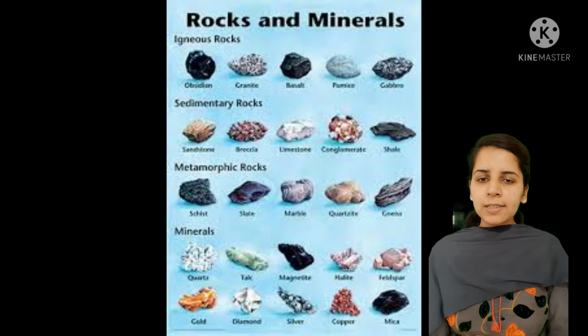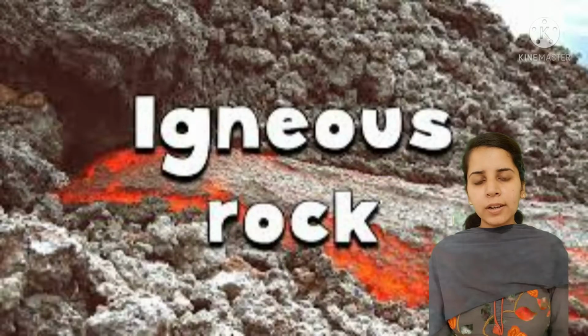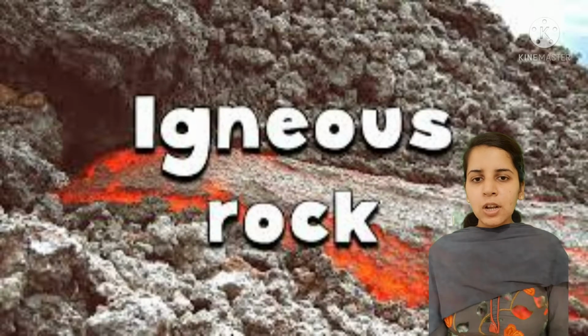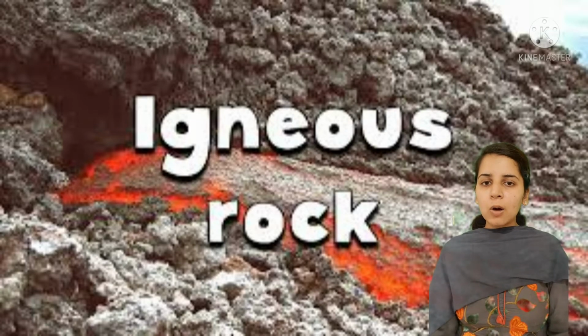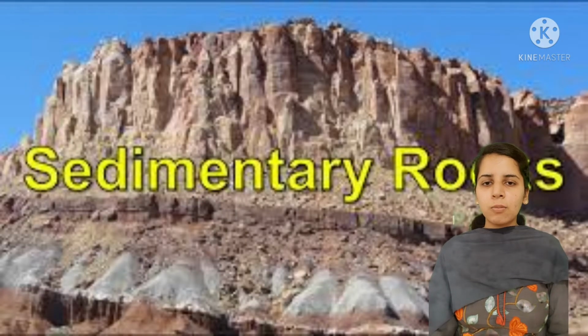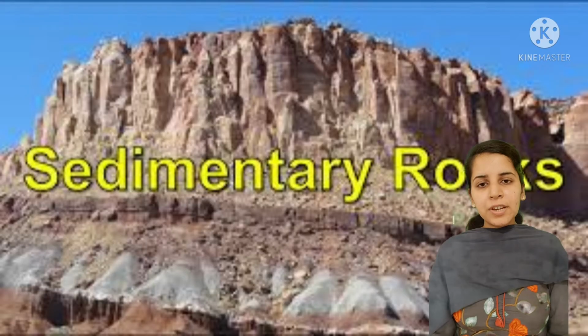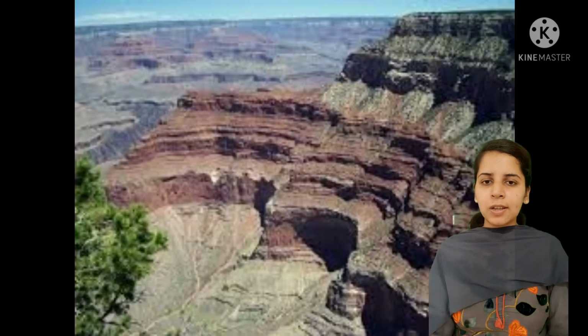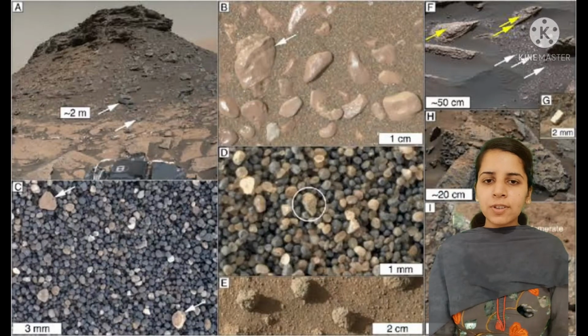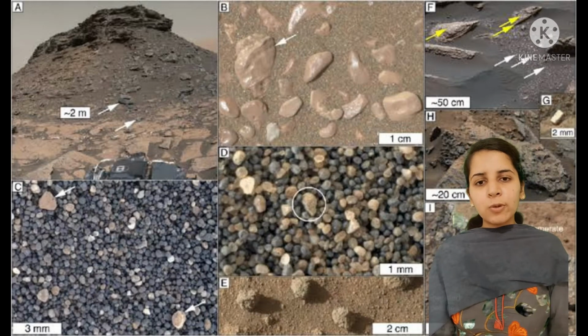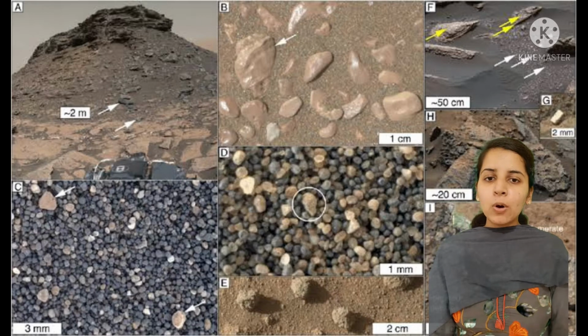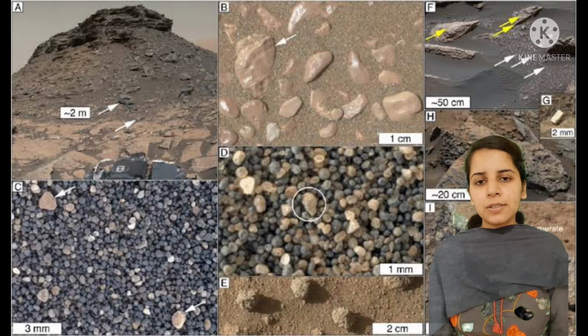So in our previous class we have discussed how igneous rocks are formed. So today we will learn how sedimentary rocks are formed. So students, a major part of the earth's surface is covered with these sedimentary rocks. So how are these kinds of rocks formed? These kinds of rocks are formed from pebbles, clay, mud or sand that get deposited in seas and oceans.